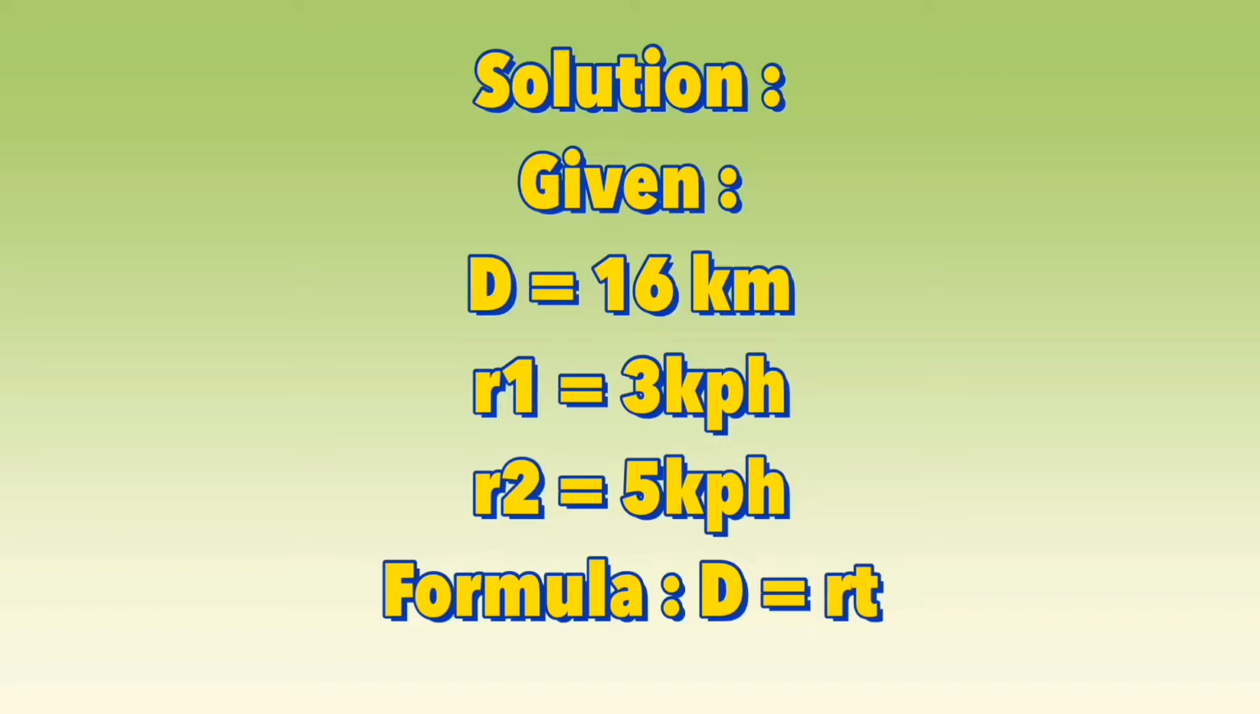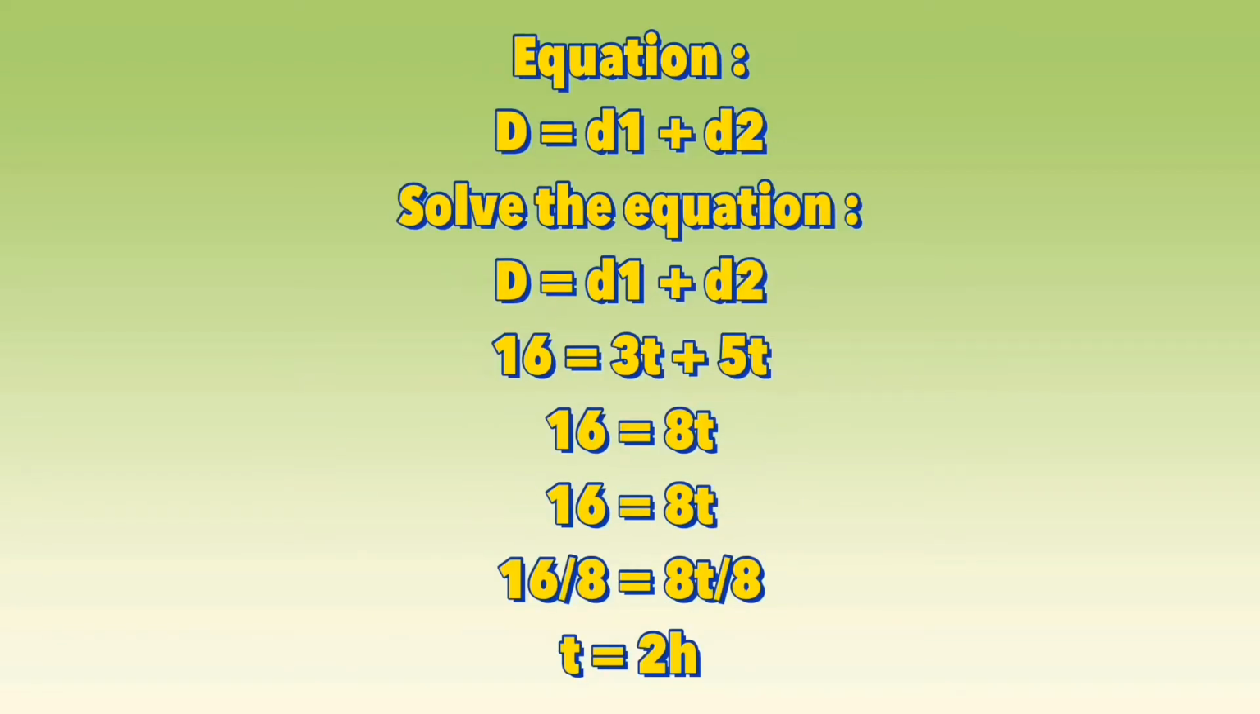Okay, equation: D1 is the distance traveled by Lorna and D2 is the distance traveled by Peter. So we have to solve the equation. D equals the distance of Lorna plus the distance of Peter. And the given distance is 16 kilometers. You have to copy that. Then substitute, remember we have D equals RT.